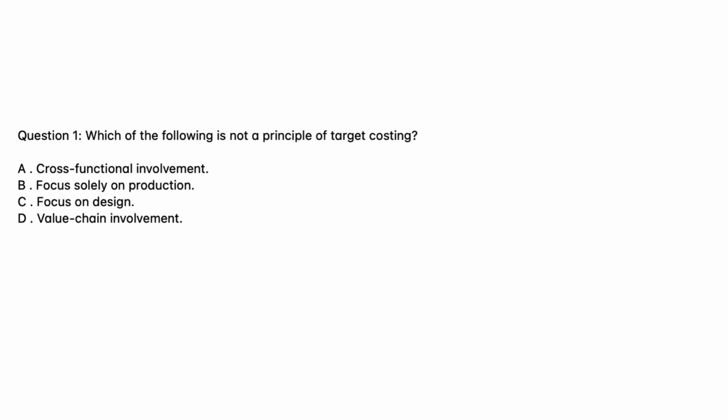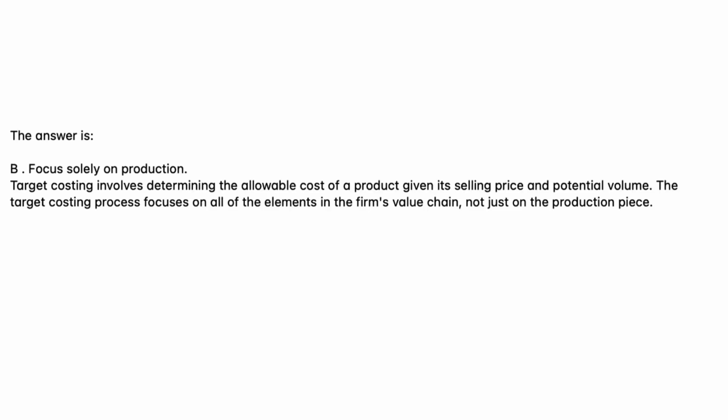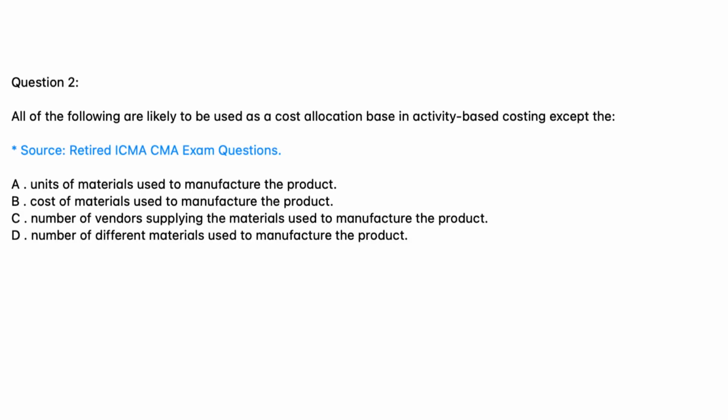Question 1. Which of the following is not a principle of target costing? A. Cross-functional involvement. B. Focus solely on production. C. Focus on design. D. Value chain involvement. The answer is B. Focus solely on production. Target costing involves determining the allowable cost of a product given its selling price and potential volume. The target costing process focuses on all of the elements in the firm's value chain, not just on the production piece.